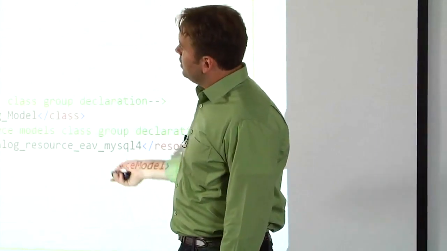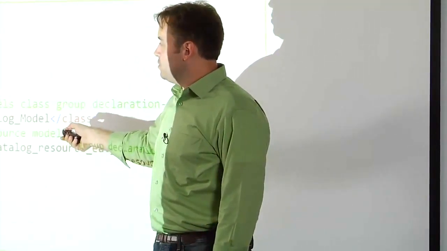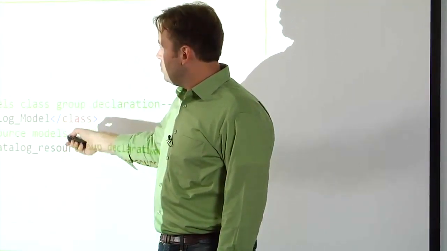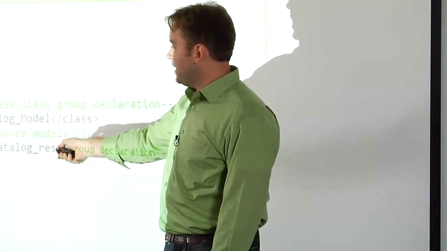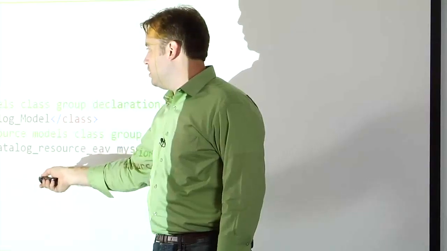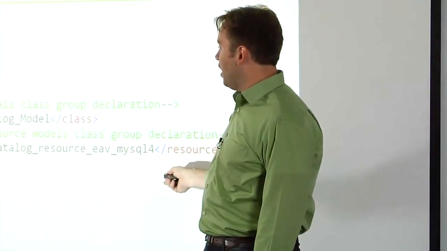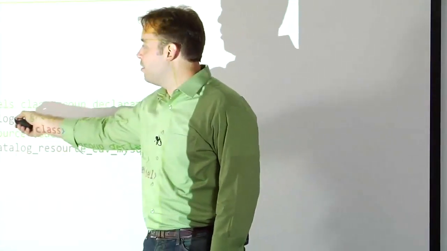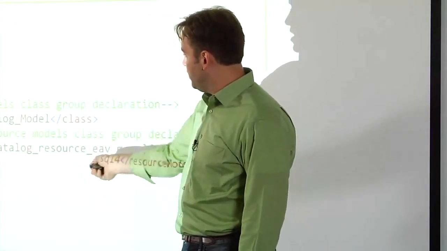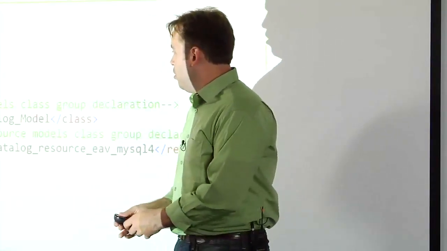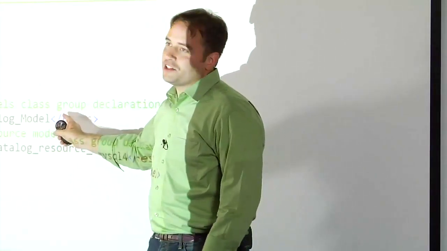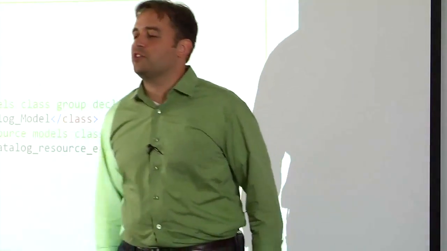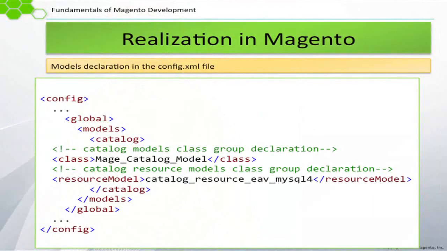And similarly, the configuration object will be used. We'd match catalog, but inside catalog we would look for resource model. And in resource model, we actually define another node under models. So then the system will hit this and go look under models for a node, catalog resource EAV MySQL 4, and we'll look for a class node in there. We'll touch on all that soon, but that's the pattern in Magento for blocks and helpers and models.